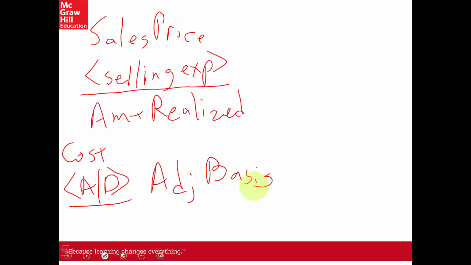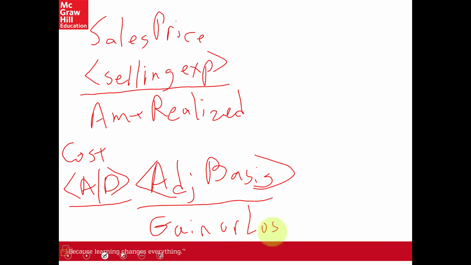And we're going to subtract this adjusted basis from the amount realized to get a gain if the amount realized is bigger than the adjusted basis, or a loss if the adjusted basis is bigger than the amount realized.